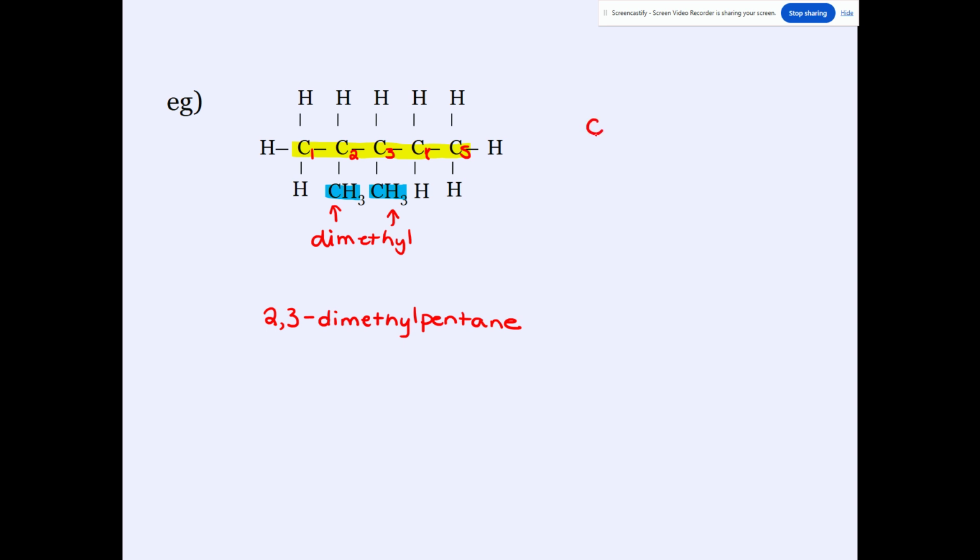Remember, the formula is the total carbons, not just in the parent. So I have 5, 6, 7 carbons. Now, using my formula, double plus 2 should be 16 hydrogens. Double check, go through and count and see how you have 16 hydrogens. There's 3, 6, 7, 8, 9, 10, 11, 12, 13, 14, 15, 16 hydrogens. Okay? So that is 2,3-dimethylpentane.